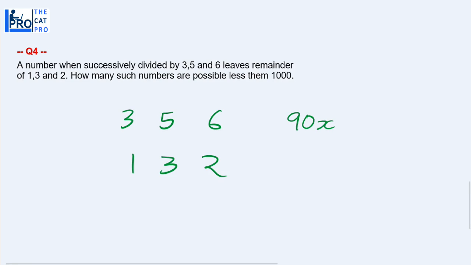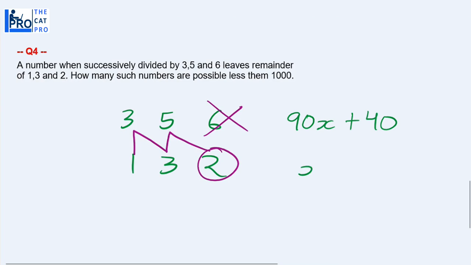Second, we have to start from the bottom right. The top right will not be used. Multiply 2 into 5, 10, 10 plus 3, 13, 13 times 3, 39, 39 plus 1, 40. So 90x plus 40. This is our general term. Now, how many such numbers are possible less than 1000? So let us try. If I put 10, this will become 900 plus 40, 940. And then if I add 90, it will go over 1000.